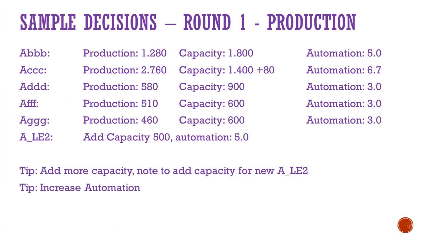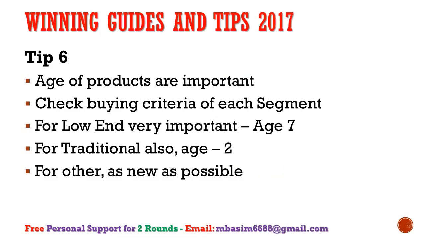You can use these sample numbers, but remember it's a sample only. You can adjust them to be close to the game. And remember that we need to add more capacity. It's very important: add more capacity for the new low-end product with R&D for round 1 and increase automation.